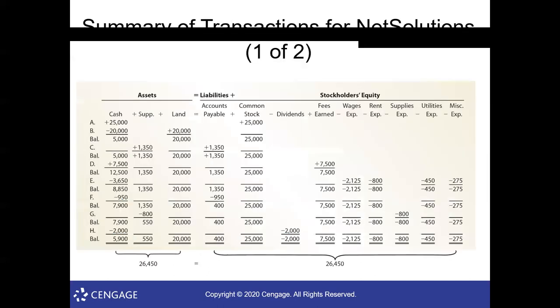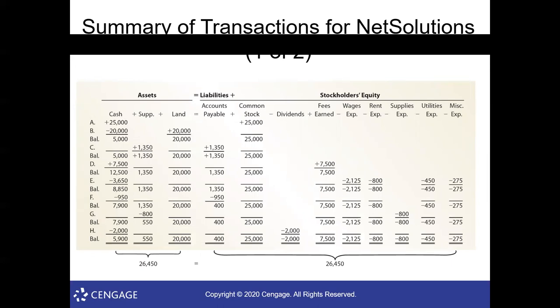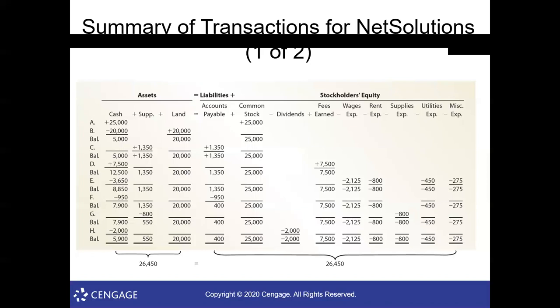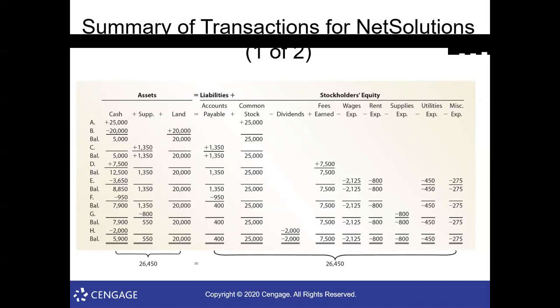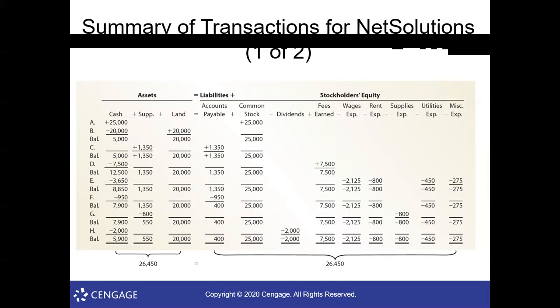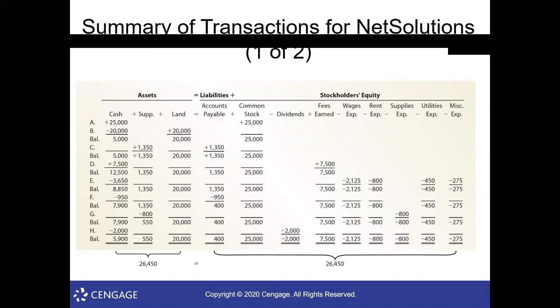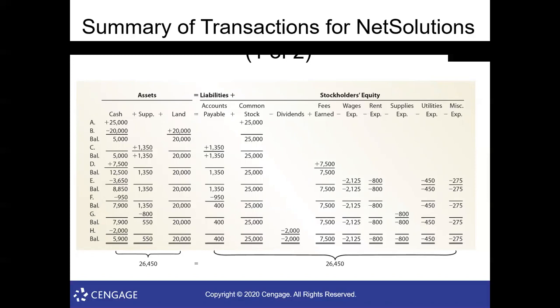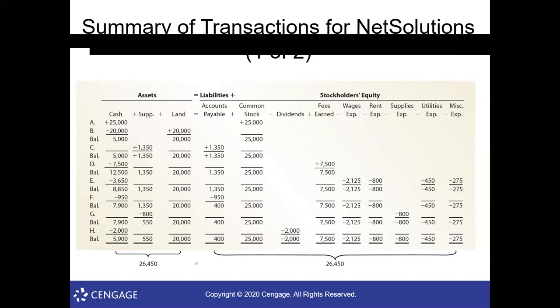So if we summarize all of this, we see that the accounting equation still balances: $26,450 worth of assets spread over three types: cash, supplies, and land. We have one liability, $400 balance in the accounts payable. And then in stockholders' equity, we have common stock, dividends, which goes to the statement of retained earnings, and then the income statement made up of fees earned, wages, rent, supplies, utilities, and miscellaneous expenses.